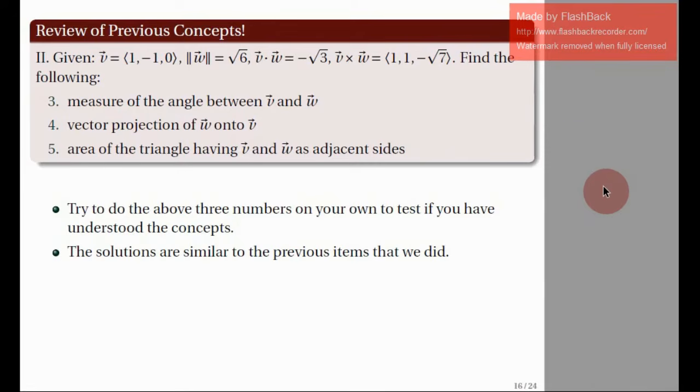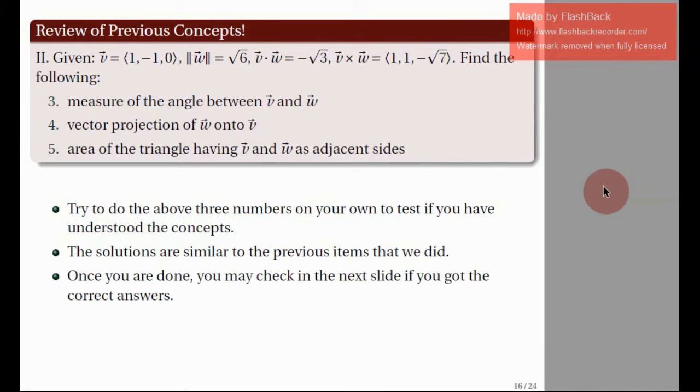And finally, for the area of the triangle having vector v and vector w as sides, you just need to recall the formula for the area of the parallelogram having these two vectors as sides. And once you've obtained the area for the parallelogram, you just divide this area by 2 to get the area of the triangle. So these are already concepts that you know. So please try them on your own.